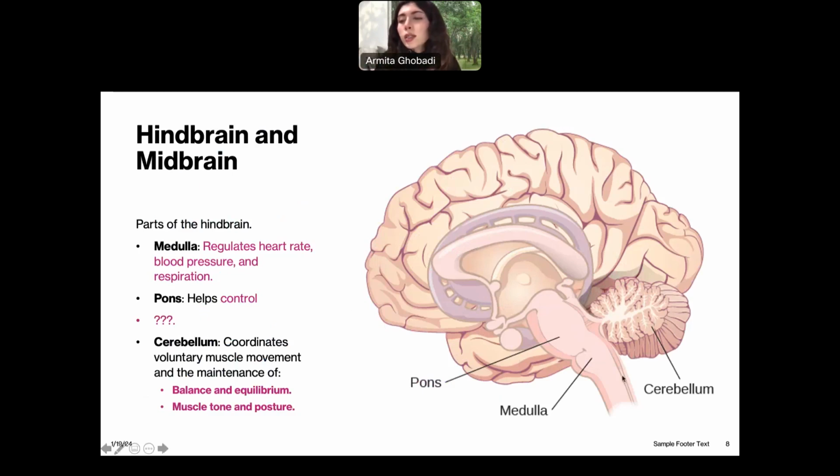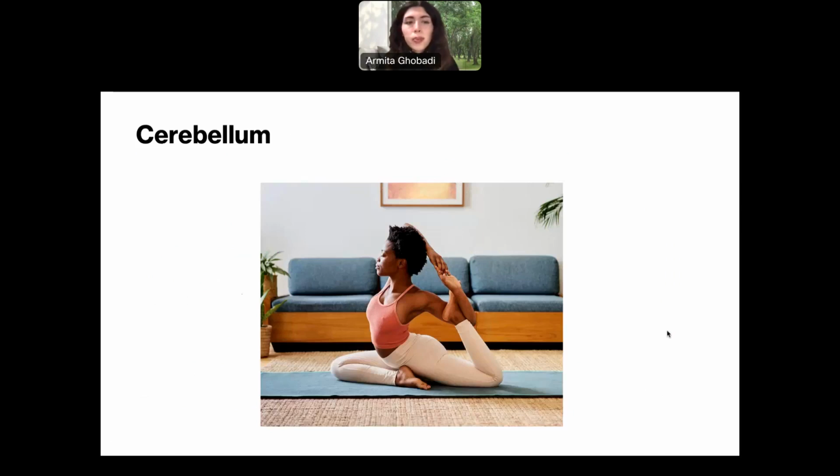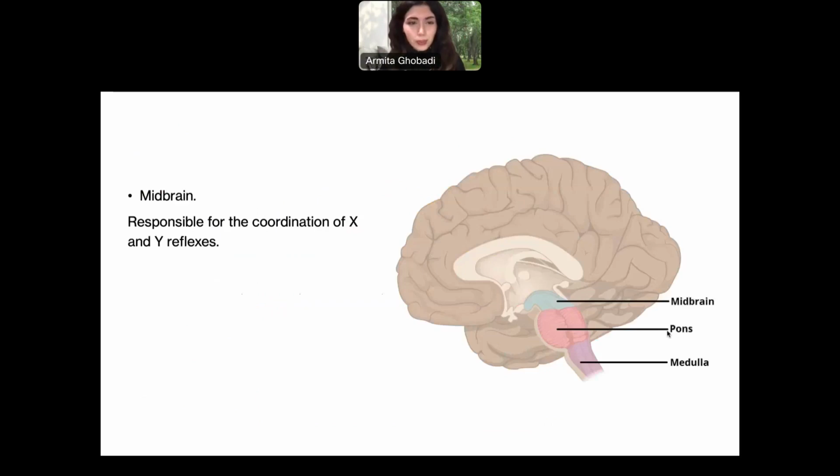So now let's talk about cerebellum, which is here. It is responsible for balance, muscle tone, and body posture. For example, whenever you're doing some sort of coordination with your body, it is always your cerebellum. If you are doing yoga and having a good posture during yoga, it is all because of your cerebellum.